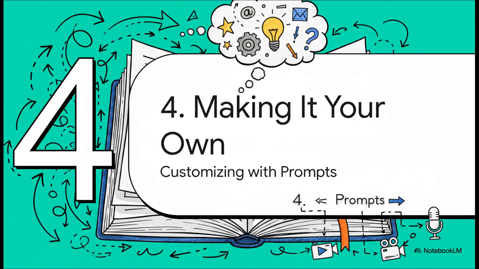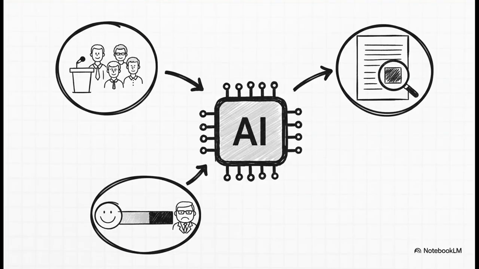But wait, there's more. The customization doesn't just stop with picking a style. You can actually take it a step further and guide the AI with your own specific instructions. We're talking custom prompts. And this is where things get really powerful. You can get super specific. For example, you can tell it, hey, explain this for high school students, or just focus on the customer success stories. You can even control the tone, like keep this serious and formal for an executive audience. You're basically the director.